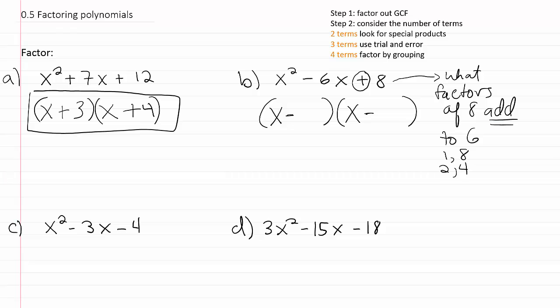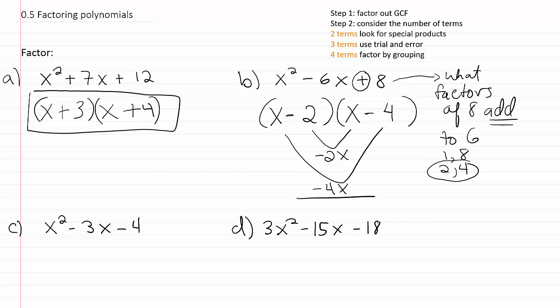All right, we always try the closest pair first to see if it works. And sure enough, 2 plus 4 does indeed add to 6. So if we put 2 and 4 here, we are done. To check our work, we do the inside product, which would be negative 2 times x, which is negative 2x, and then we do the outside product, and that'll give you negative 4x. If these two add to negative 6x, which they do, then we've done our factoring correctly.